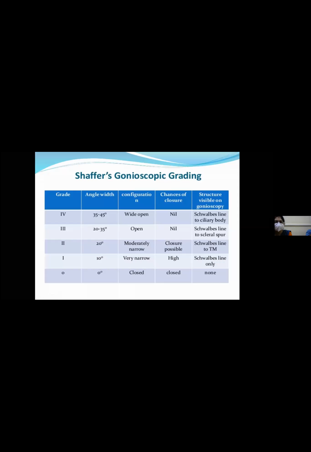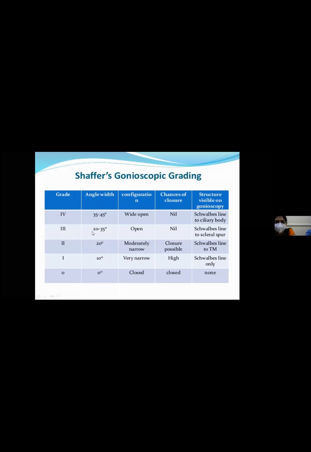There's something called Schaffer's gonioscopy grading based on the width of the angle of the anterior chamber. Grade 4, 3, 2, 1, and 0. Grade 4 is an angle of 35 to 45 degrees, which is normal width. The angle is wide open and chances of closure are minimal. The structures visible are Schwalbe's line to the ciliary body. All four structures are visible.